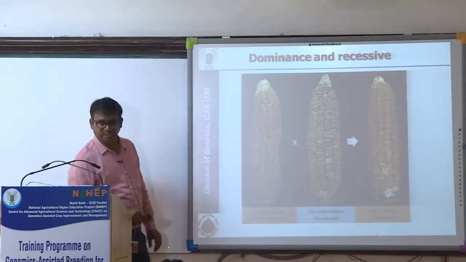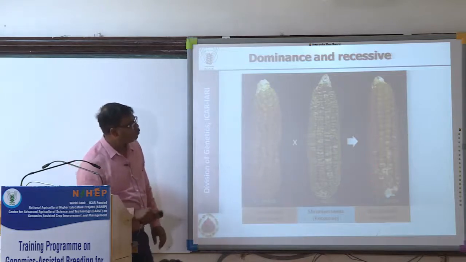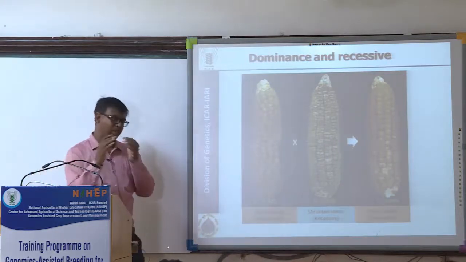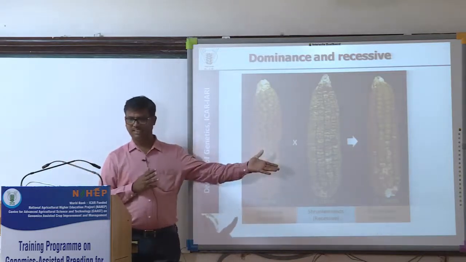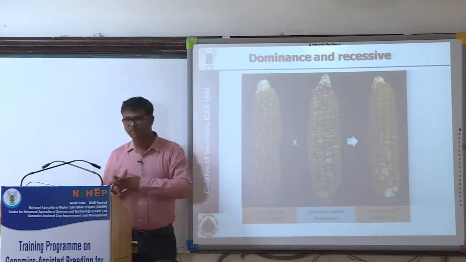Now once we made the cross, these two are crossed, and this is the F1 seed. In maize, or for that matter any breeding program, we have to understand where the F1 seed will be produced: on the female plant. Where will the F2 seed be produced? On the F1 plant. Where will the F3 seed be produced? On the F2 plant.